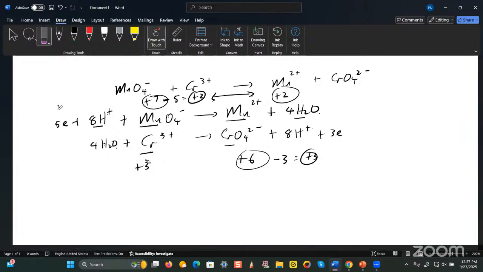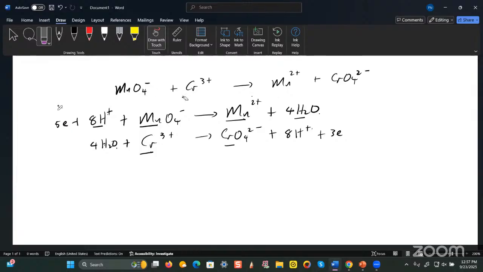So let me clear this here, because the next step is to ensure that the number of electrons lost and gained are the same, because that is true for every redox reaction. Whatever the number of electrons lost in the oxidation must be equal to the number of electrons gained in the reduction. Here we have 5 electrons here and 3 electrons here. So how do you propose that we get the number of electrons gained in the reduction equal to the number of electrons lost in the oxidation?